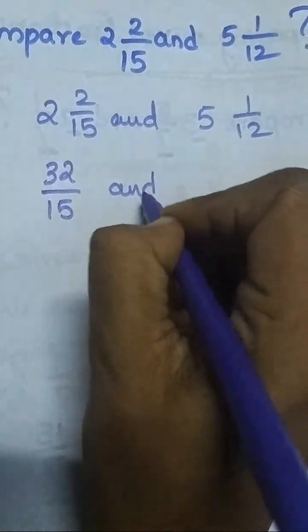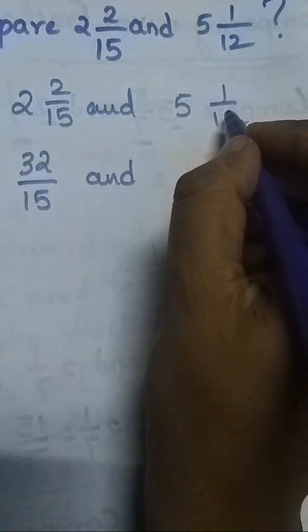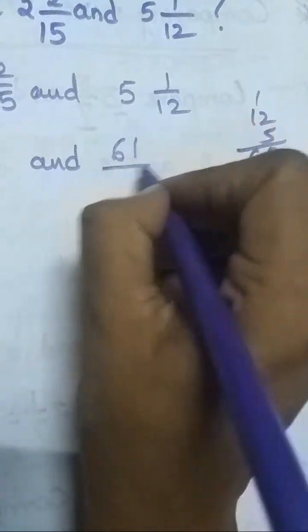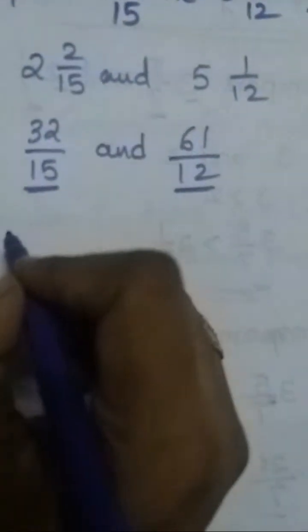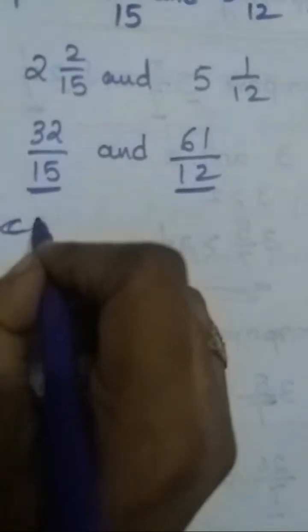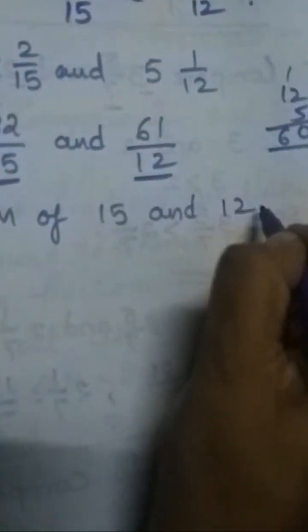And what will you get here? 5 12s are 60, 60 plus 1 means 61/12. Now compare these. These are different denominators, then take out the LCM. LCM of 15 and 12 here.